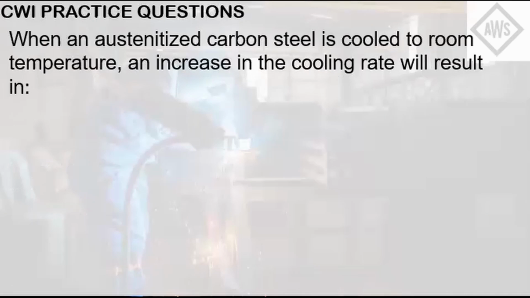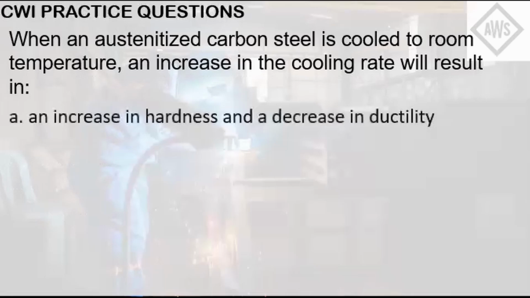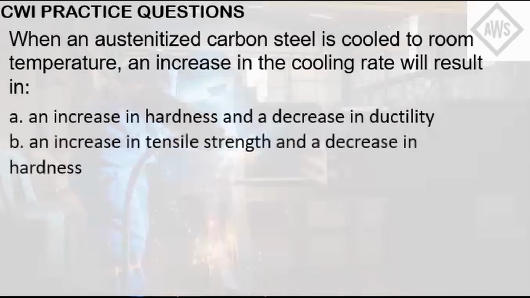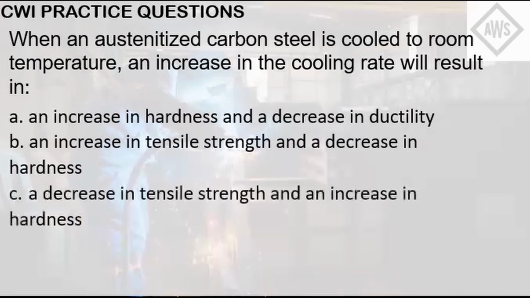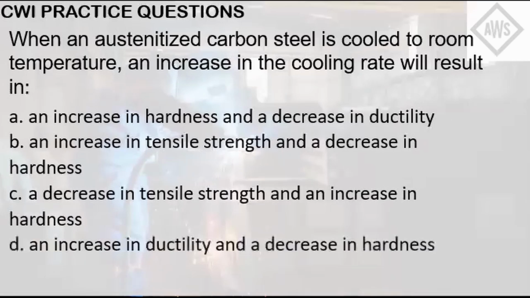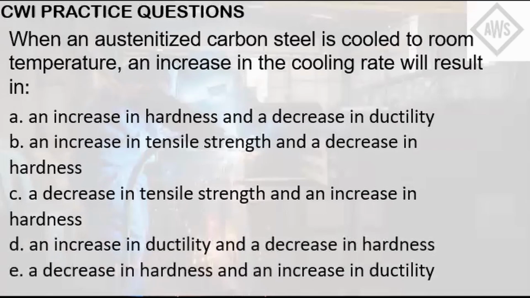When an austenitized carbon steel is cooled to room temperature, an increase in the cooling rate will result in letter A, increase in hardness and decrease in ductility. Letter B, an increase in tensile strength and a decrease in hardness. Letter C, a decrease in tensile strength and an increase in hardness. Letter D, an increase in ductility and a decrease in hardness. Letter E, a decrease in hardness and an increase in ductility.